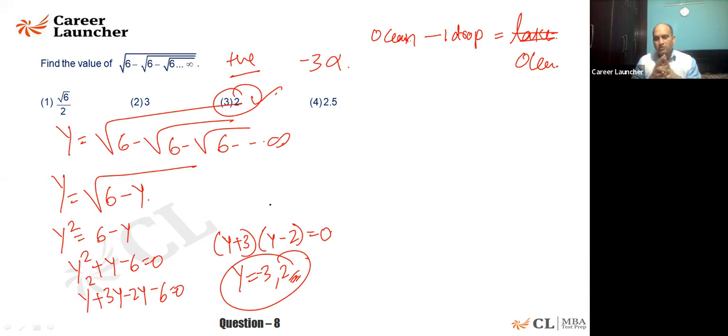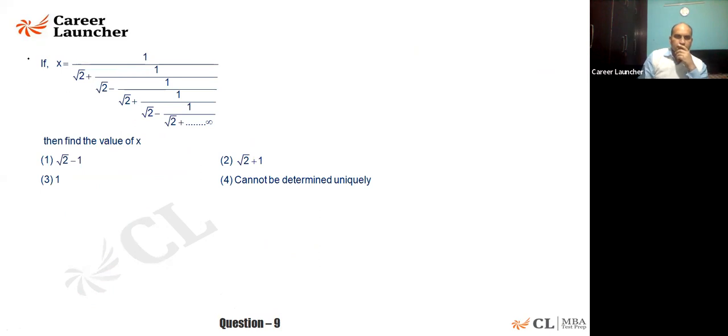Why can it not be negative? Because outside the square root, it is a positive sign. If nothing is written, it means positive. On the same pattern, can you answer it? Come on, try it out.